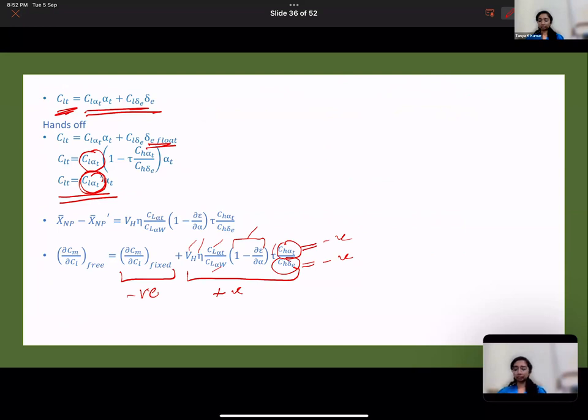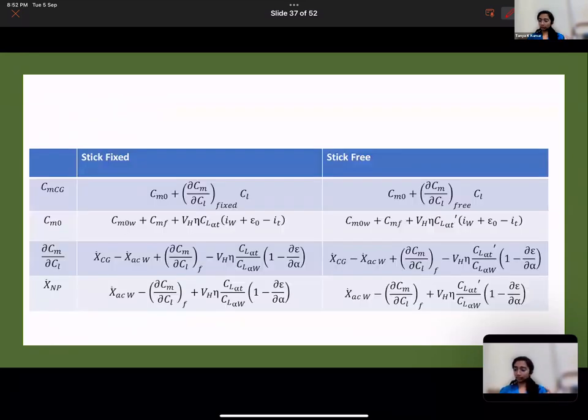So we saw that DCM upon DCL, the more negative it is, the more stable. Now your negative value is being reduced. It's becoming less negative. So what it means is that the stick free case is less stable than the stick fixed case, right? The negative value is reducing. So your stick free is less negative than the stick fixed, which is why your stick free case is less stable than your stick fixed case. Now this is just a comparison between the stick fixed and stick free case, where it's shown that the only difference is in that CL alpha.